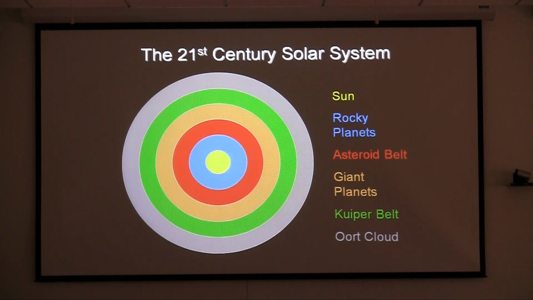Because if you've got this hot sun in the center, where are you going to form ices? As far away as possible. So where are the icy objects? In the Kuiper belt and the Oort cloud. Rocky things can get heated, right? So where can you find the rocky things? Closer in: rocky planets, asteroid belt. As you'll see, that is a fundamental thing.